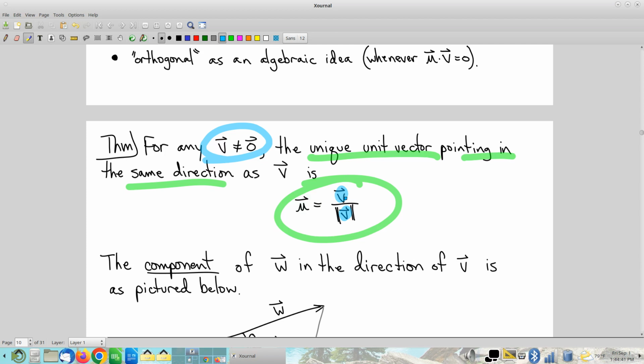Easy though it is, it turns out this is actually bonkers useful. We're going to be doing this kind of thing a lot. Very often we just need a unit vector pointing in a certain direction. This little construction will always do it for us. Is that cool? All right.